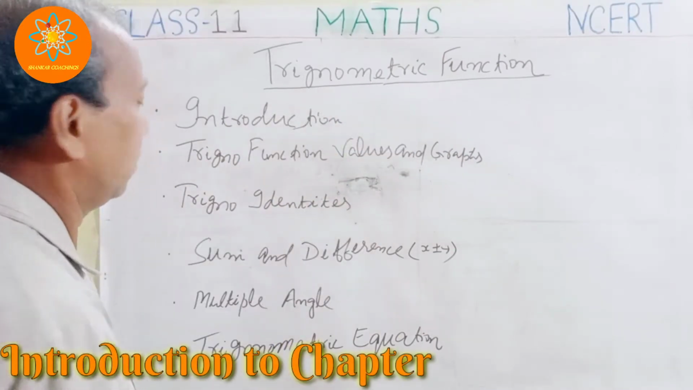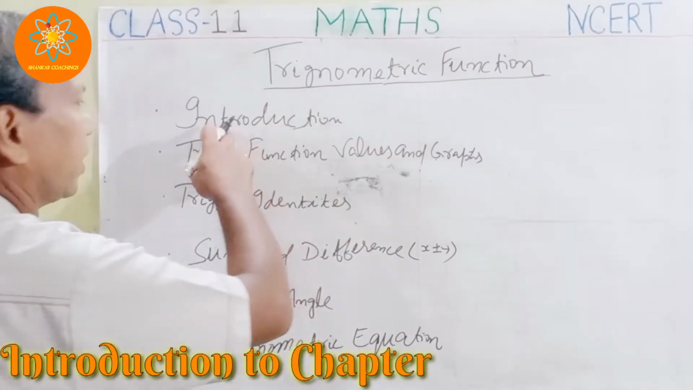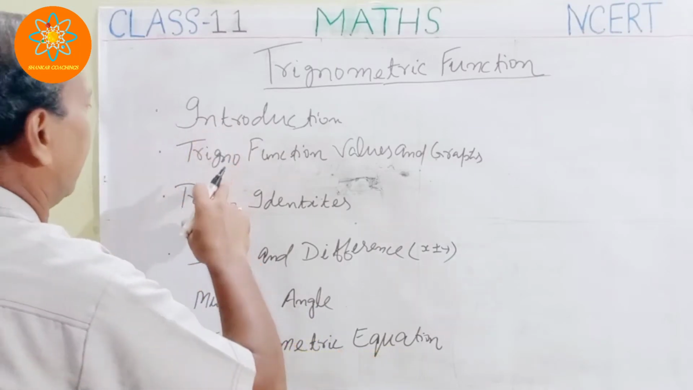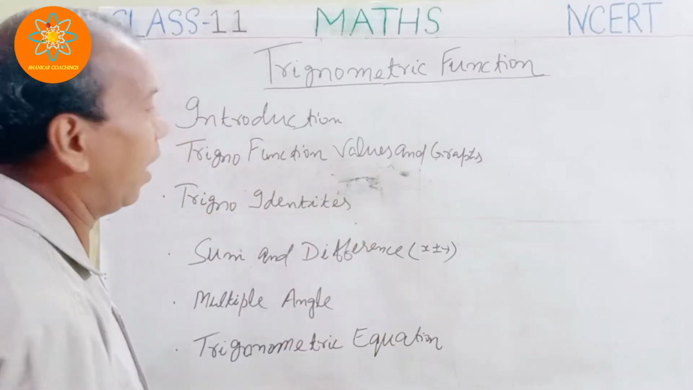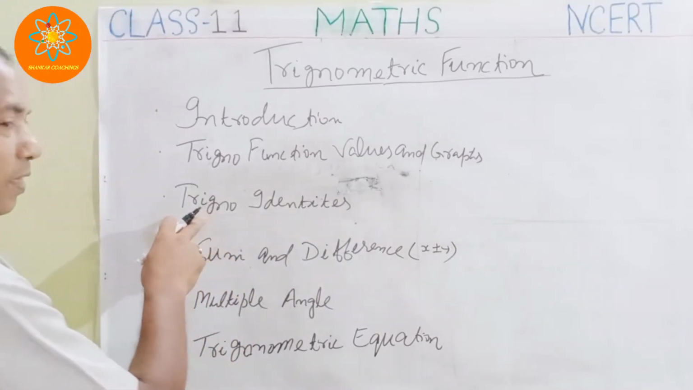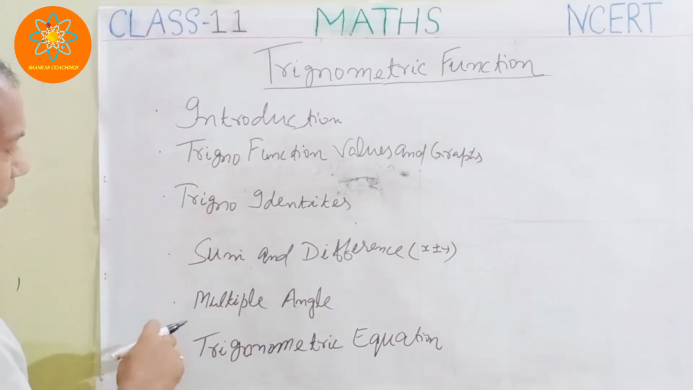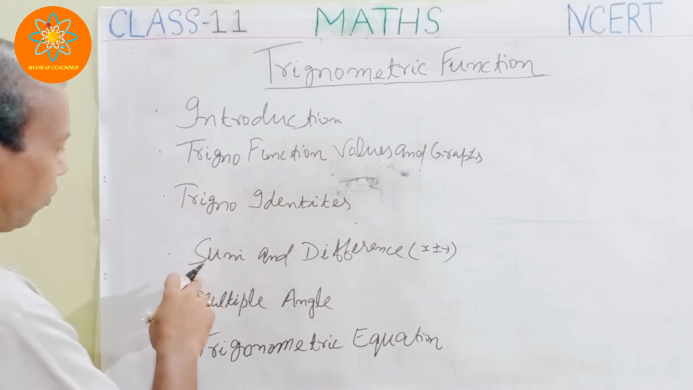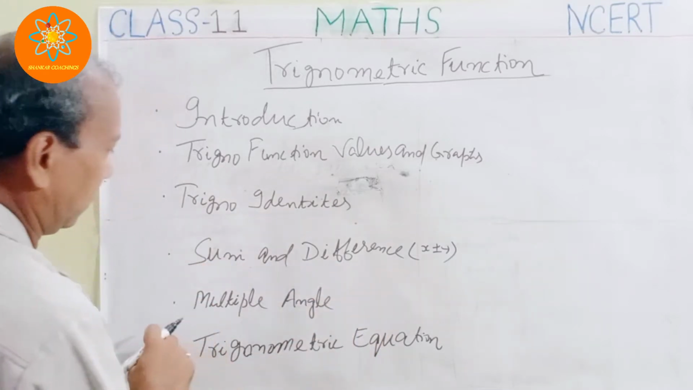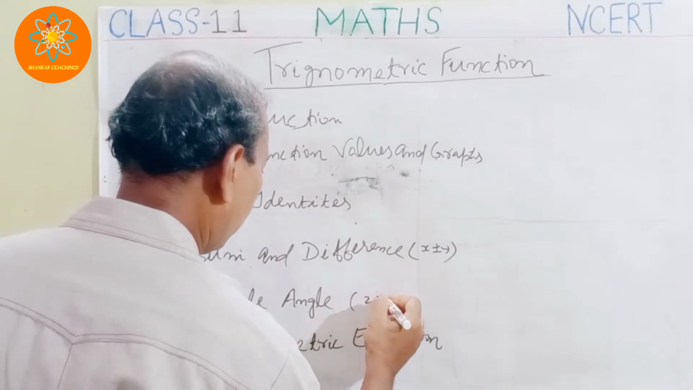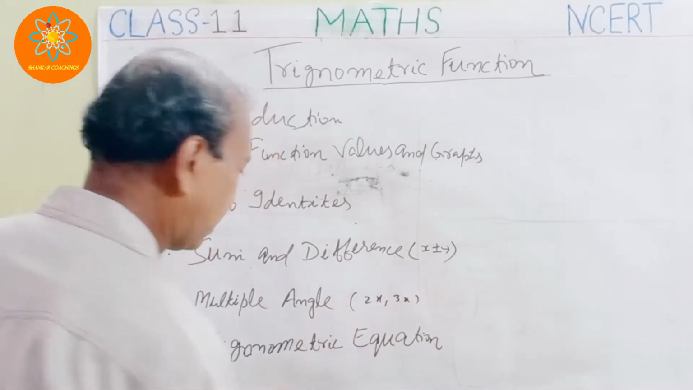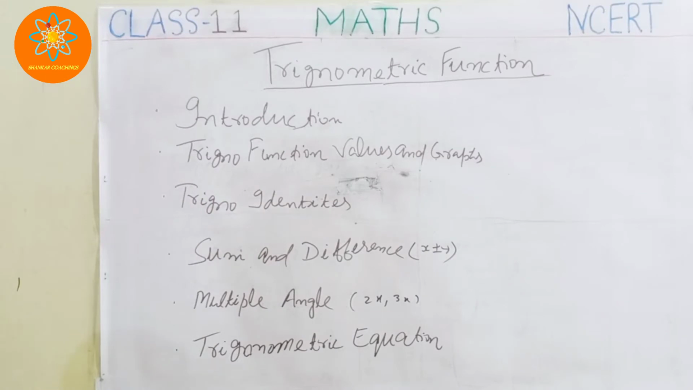Trigonometric functions. We will see in this chapter the introduction. Then we will explain the trigonometric function values and their graphs. Then we will discuss the identities. Then we will see the formulas, sum and difference formulas. Then multiple angle formulas. In the multiple angle, we will take 2x and 3x. And lastly, we will take the trigonometric equation.